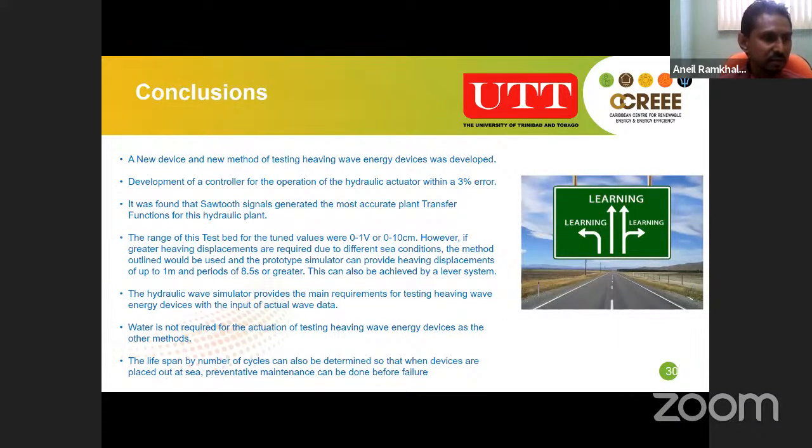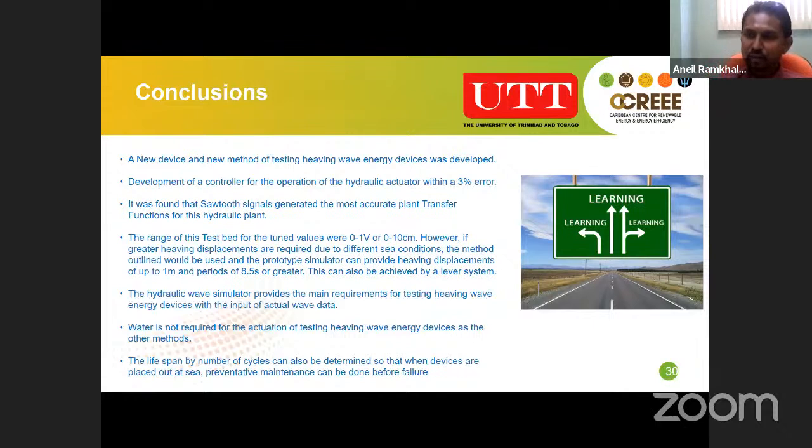So our conclusions from this design: a new device was developed and a new method of testing was proven. Development of the control of operation of this hydraulic actuator was within a 3% error. That could further be reduced with more testing or tuning of the rig. What we noticed, though, to form the transfer functions, is that sawtooth signals generated the best transfer functions for this hydraulic plant. So that was interesting. Compared with our sinusoidal inputs and our square waves, we traced back that sawtooth waves gave our best responses for those transfer functions.